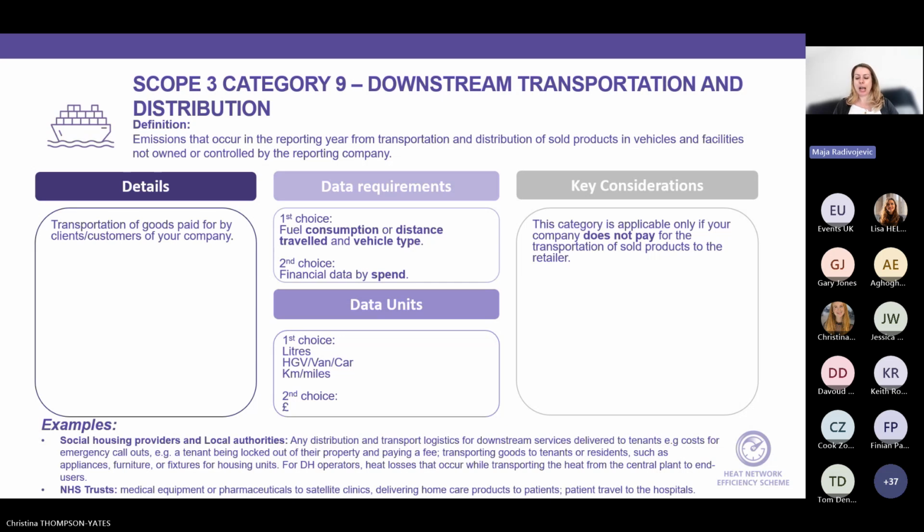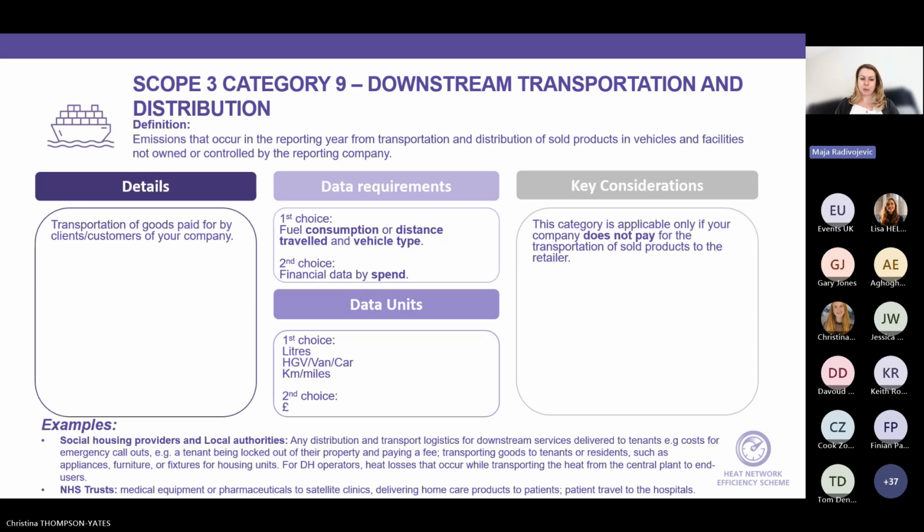These are activities that occur after a reporting company has sold the product or a service. The first category here is downstream transportation and distribution. So this relates to emissions generated from transporting and distributing sold products using vehicles or facilities that are not owned or controlled by the reporting company. In simple terms, this is transportation paid for by your customers or clients. The data requirements might include fuel consumption, distance traveled, and vehicle type, but one important distinction here is that the reporting company itself is not paying for the transportation. If it were, it would sit under another category.